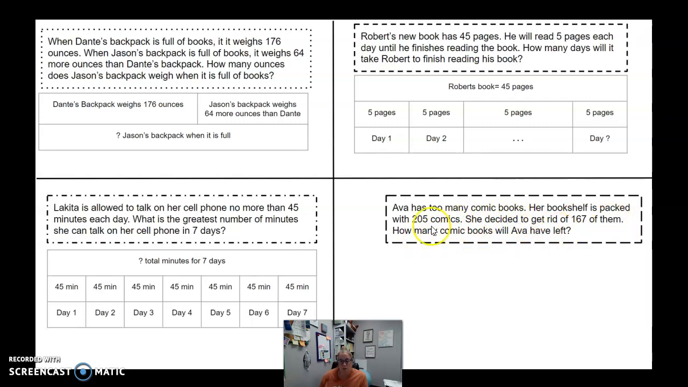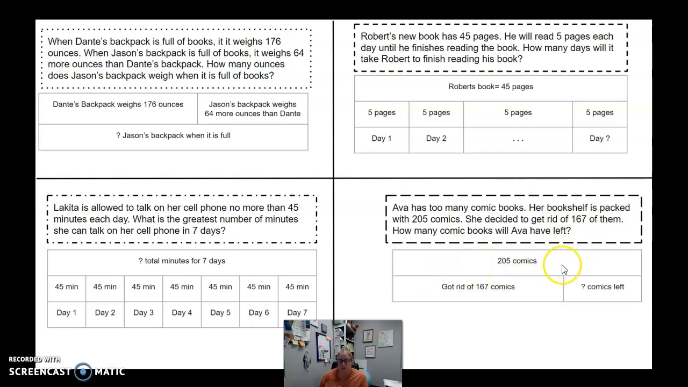Well, I know that she started with 205 comic books. I know she got rid of 167 of those comic books. And I want to know how many comic books she has left. So I know my whole, or I know my total, and I know one of the parts, but I'm trying to figure out the other part. So my strip diagram would look like this.